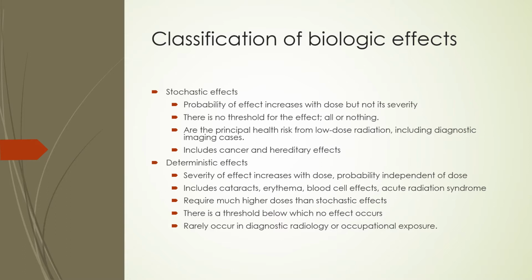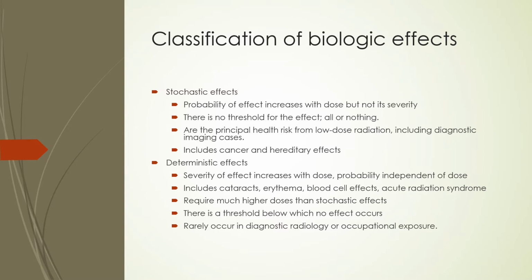The other type of radiation effect is deterministic. The severity of a deterministic effect increases with the dose delivered, but the probability of occurrence is independent of dose. As opposed to stochastic effects which have no dose threshold, for a deterministic effect to occur, the dose delivered must be above a certain threshold value.